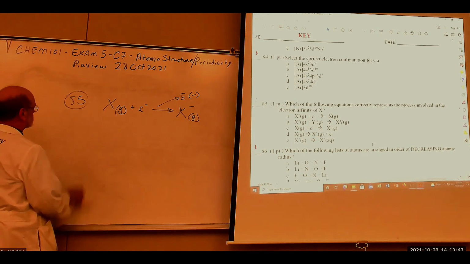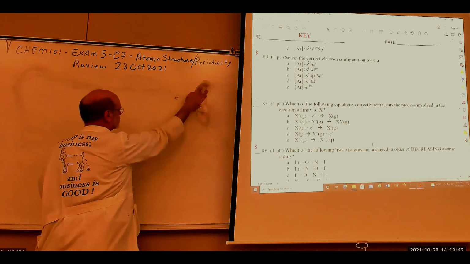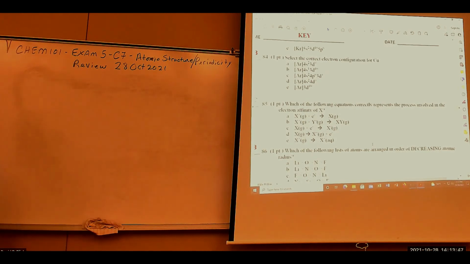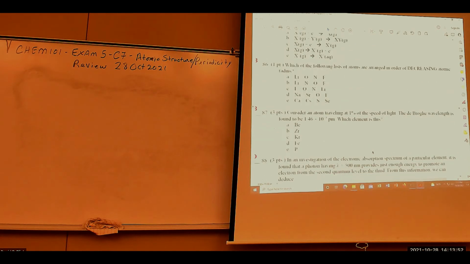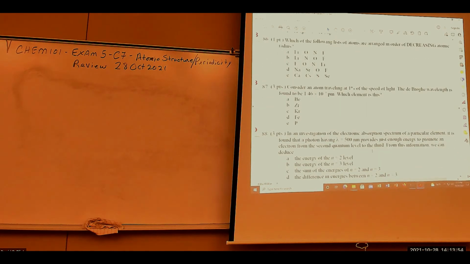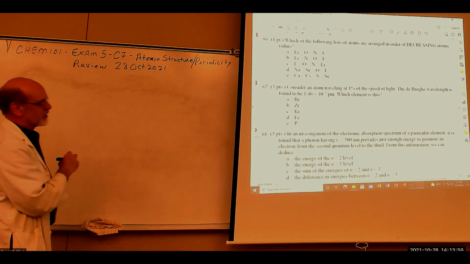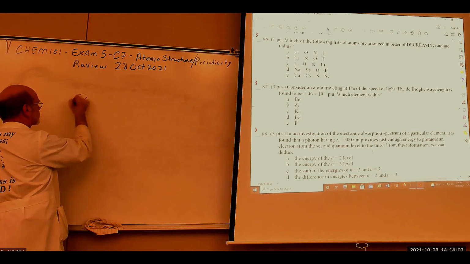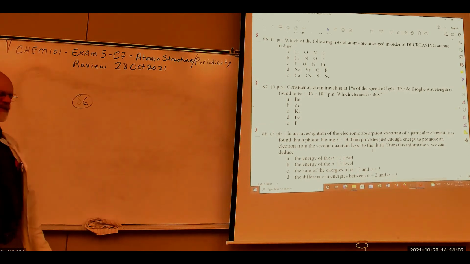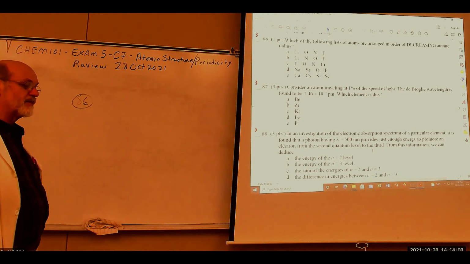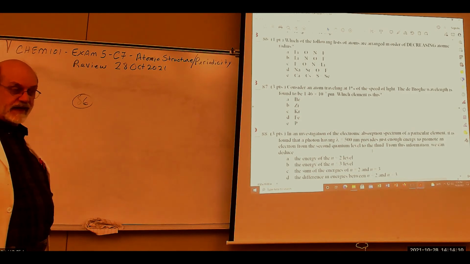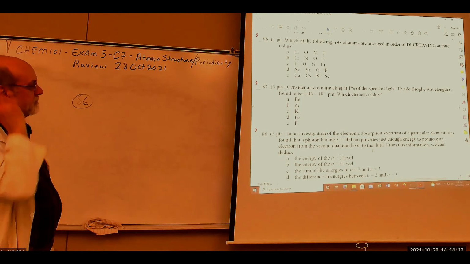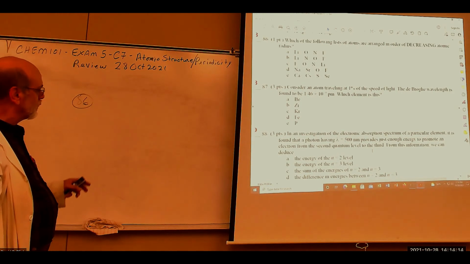All right. 85, I think. I said 86 also. Let's roll it. Here we go. Which of the following lists of atoms are arranged in order of decreasing atomic radius? 6. Decreasing atomic radius means lower left to upper right. Right? Increasing is upper right, lower left. So lower left to upper right.